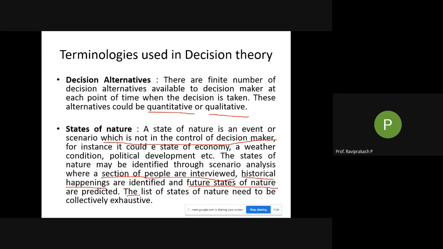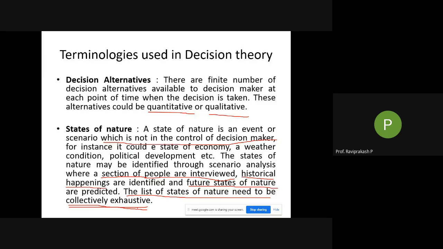The list of states of nature needs to be collectively exhaustive. This is very much important. I will double underline this. Collectively exhaustive means it is a set of alternatives. It should be exhaustive, it should be numbered, there should be a finite number. Taken everything together, it should get over. For example, petrol prices increase or decrease, so there are only two alternatives, up or down, or you can take a third one, it remains the same. Up, down, or remains the same.